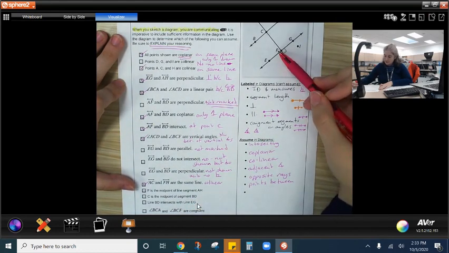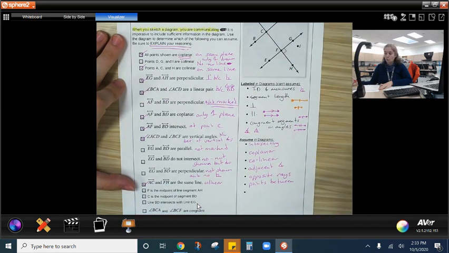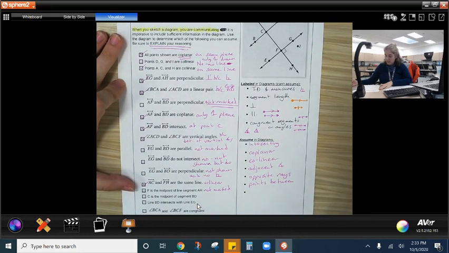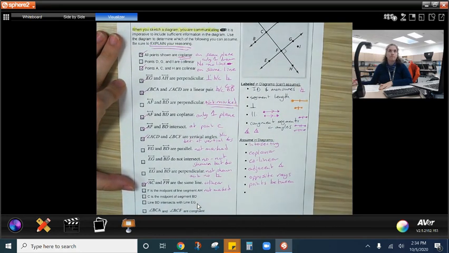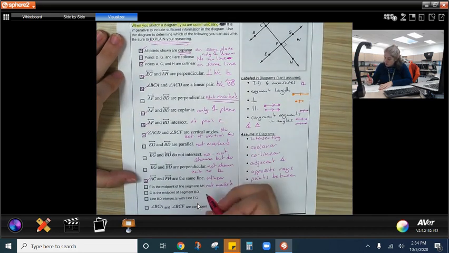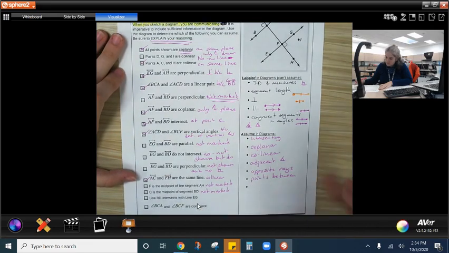All right, F is the midpoint of segment AH. We don't have any tick marks on here, so we cannot assume that. It is not marked. All right, point C is the midpoint of segment BD. Well, is it marked? No. So we cannot assume it.